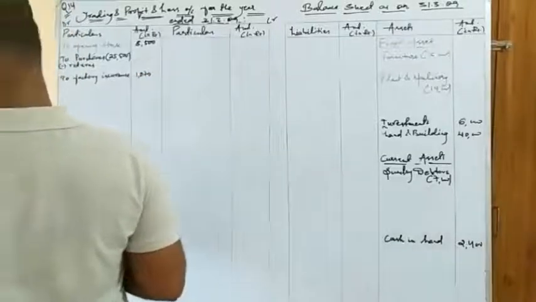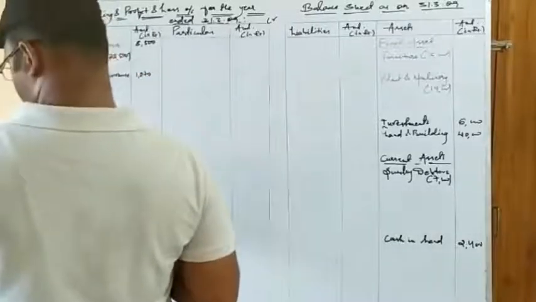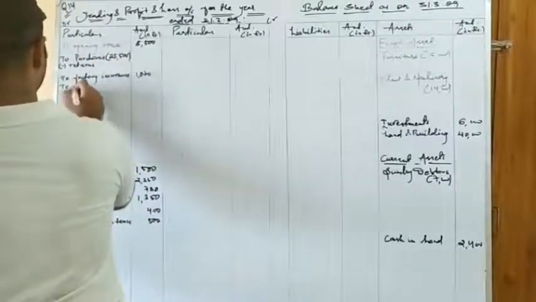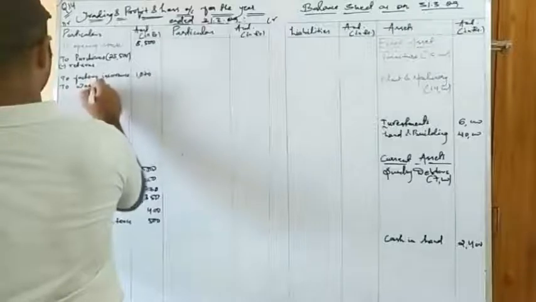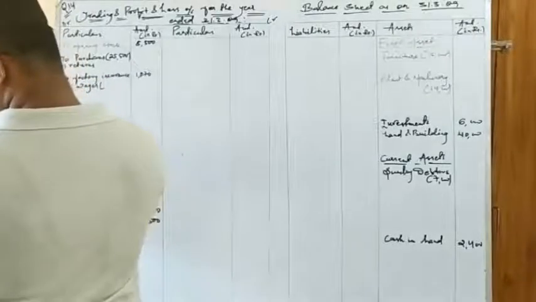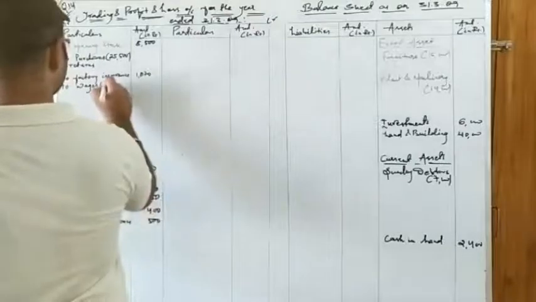Next is wages. Okay, as you know, wages are having adjustment, and wages being a direct expense are to be written on the debit side of trading account, and since it is having adjustment, we will keep it in the inner column. So wages is 15,000.